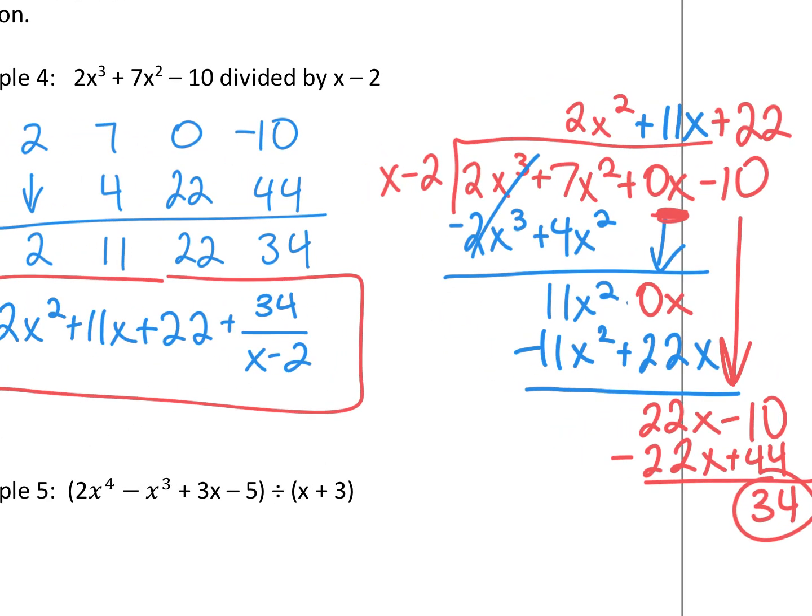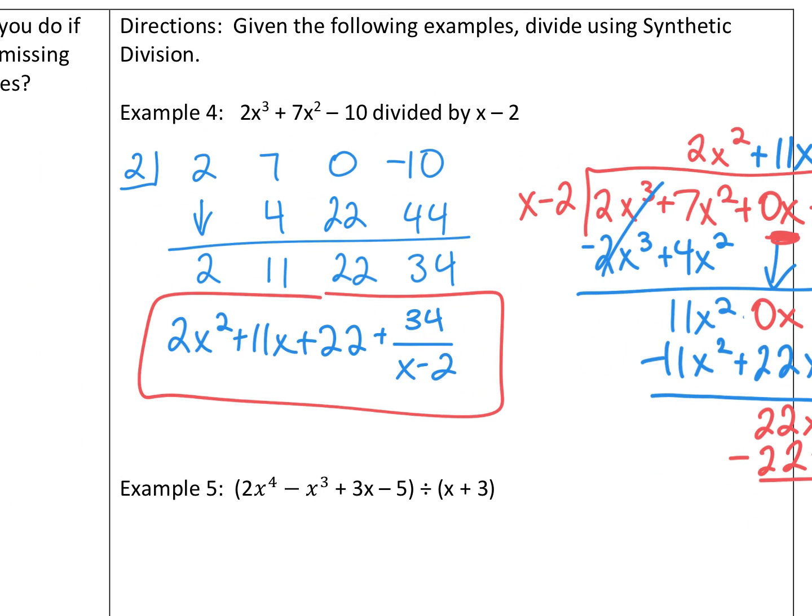Yes. For the 7 and 4, are we always supposed to add it or are we always supposed to subtract it? For synthetic division, you're always adding them up. Yep, always adding them up. Good question. Any other questions?